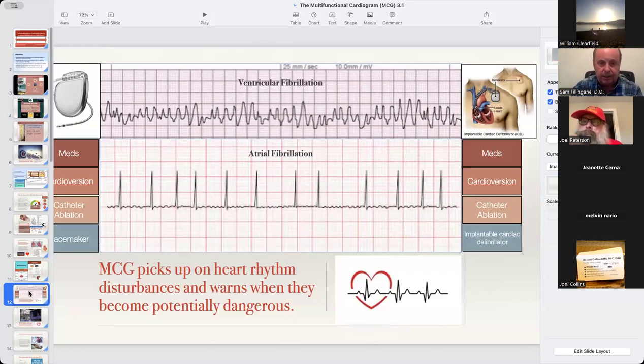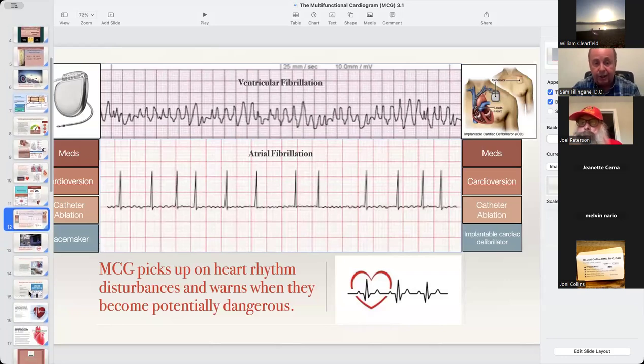Atrial fibrillation, not as dangerous as ventricular fibrillation, but certainly leads to increased risk of strokes. It cuts out your cardiac ejection fraction by 10 to 15%, especially when you get to rapid response rates, and it becomes a problem for patients across the world. This device can see it in months, many months before it occurs.